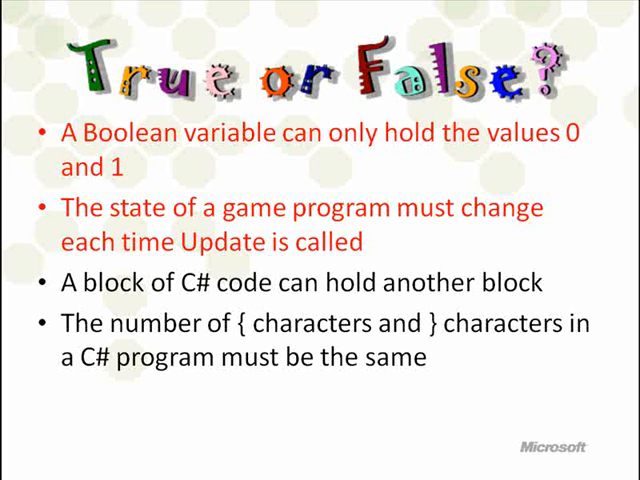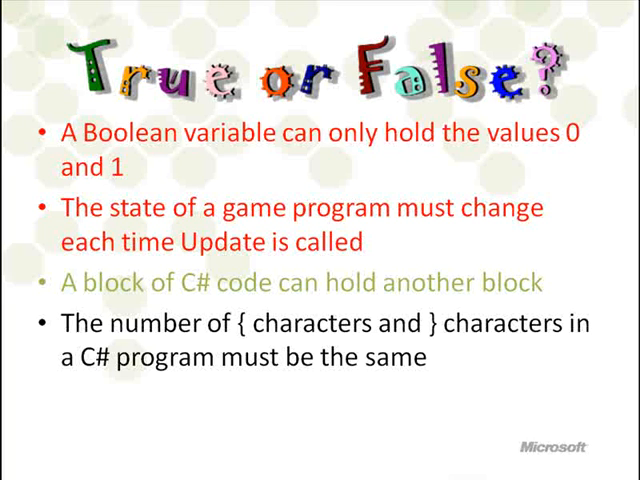A block of C# code can hold another block. Yes, it can. We've actually seen this in that the update method has a body, which is a block of code, and we put an if statement in there which can hold another block. It's called nesting. It's not just one programming for the birds. It's called nesting, and it just means you can do this as much as you like as long as the brackets line up, which brings us nicely to the final question, which you probably all know the answer to now.